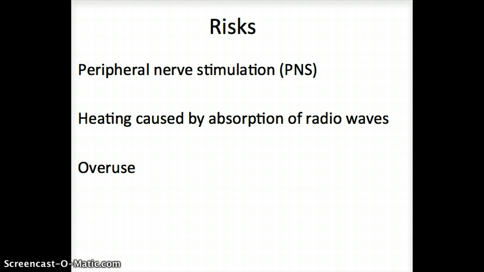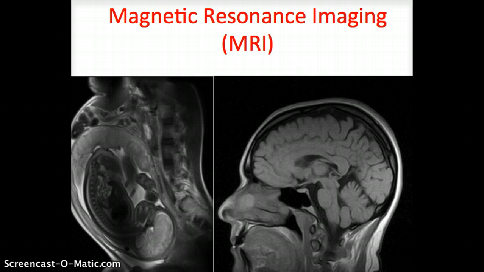As far as overuse concerns go, the only major thing that doctors are concerned about is the heating caused by absorption of radio waves. PNS, or peripheral nerve stimulation, is a very minor concern for now, and that is magnetic resonance imaging, or MRIs.